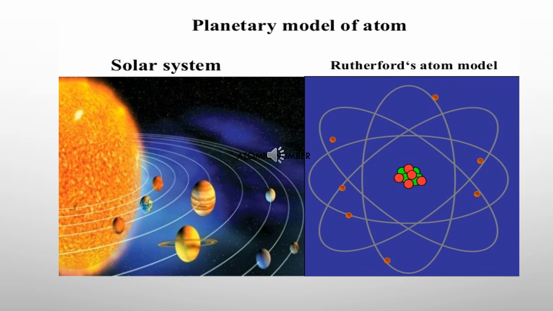Rutherford's model of an atom, thus proposed, appears like a planetary model of an atom, with the nucleus being the sun and the electrons appearing like the planets revolving around it in fixed orbits.